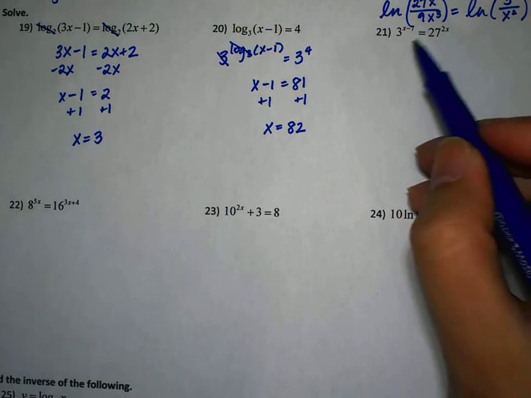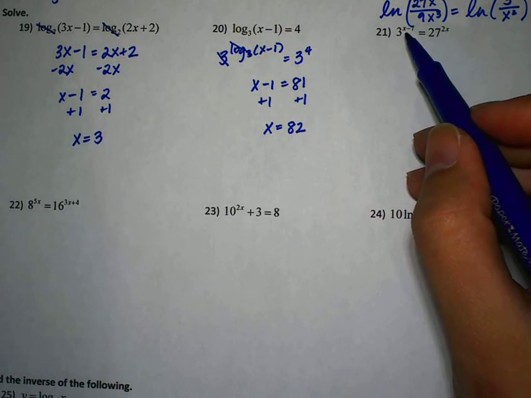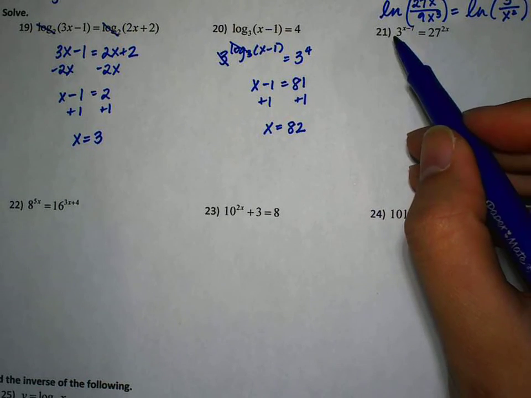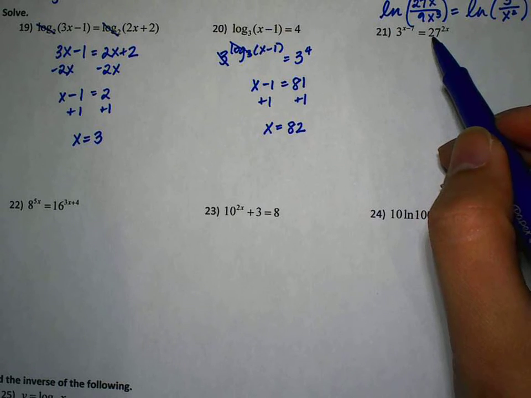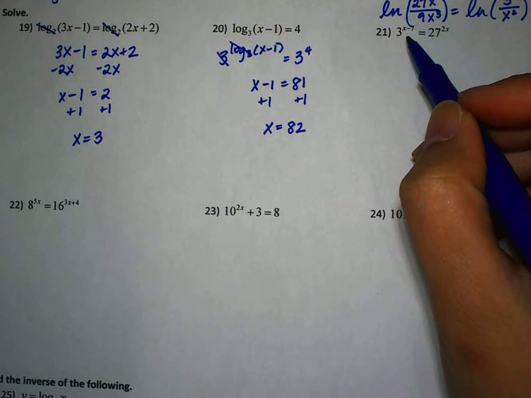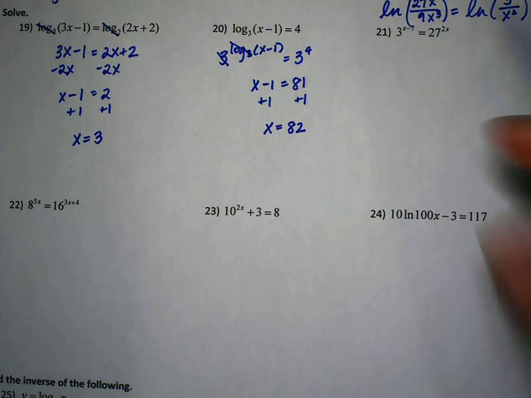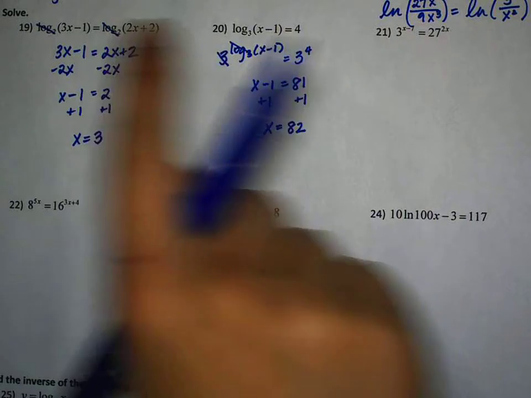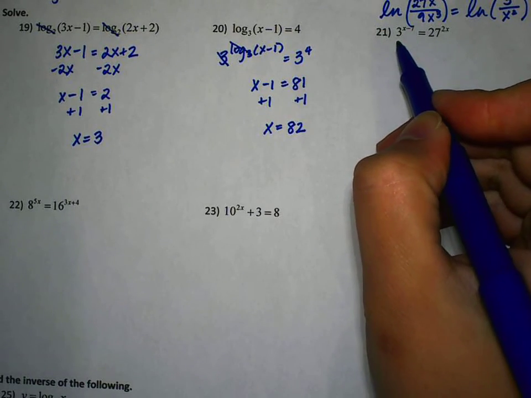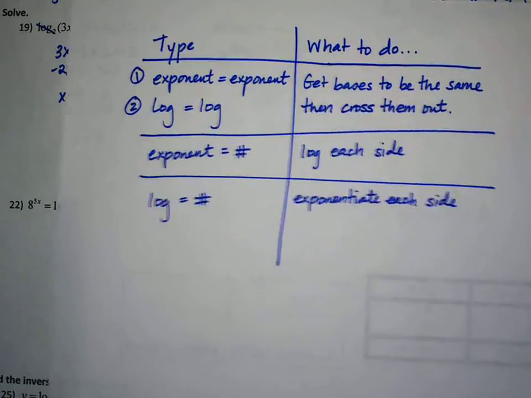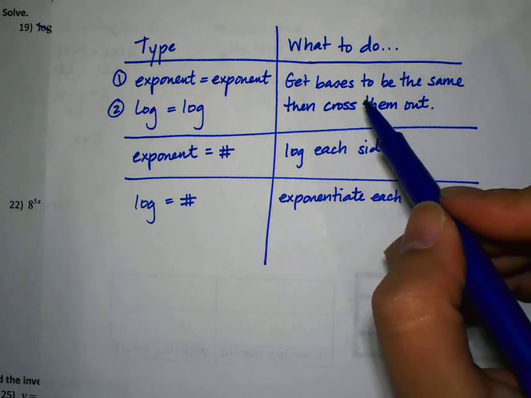Alright, the next one. We have 3 raised to the x minus 7 power equals 27 raised to 2x. I know 3 is a prime number, 27 isn't. And I'm wondering, how can I go ahead and solve this? Well, we have an exponent equals an exponent, very similar to number 19. I can cross them out as long as I can get these bases, 3 and 27, to be equal to each other. So just going back to the chart: get the bases to be the same, then cross them out.